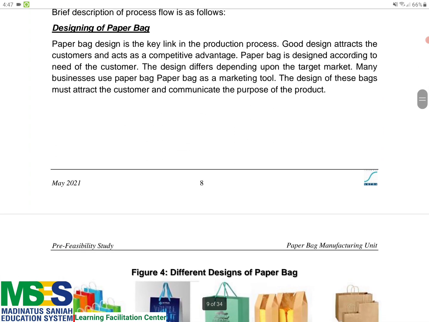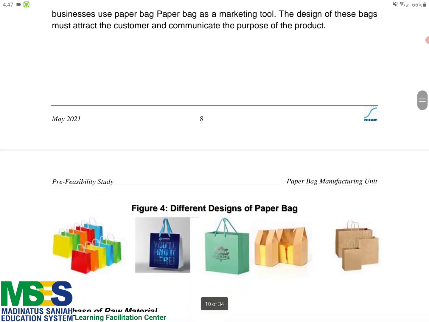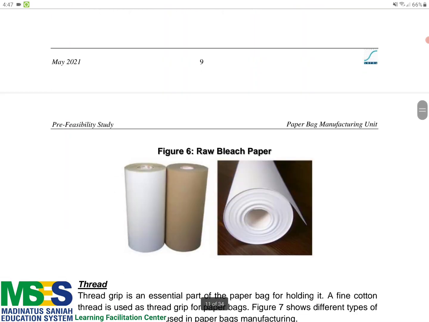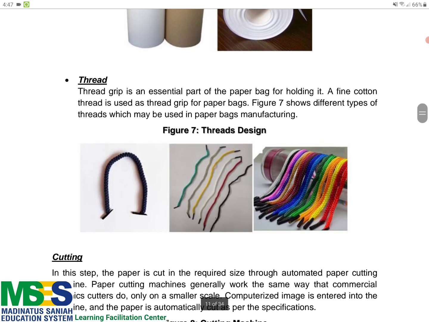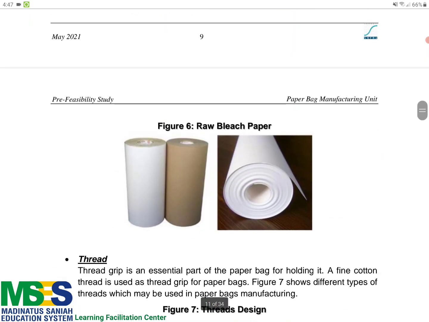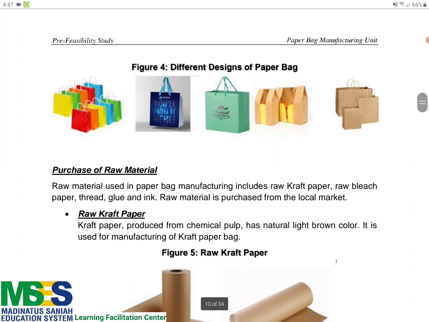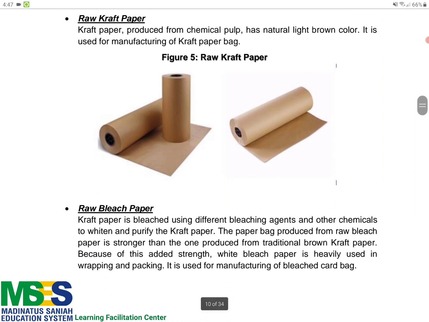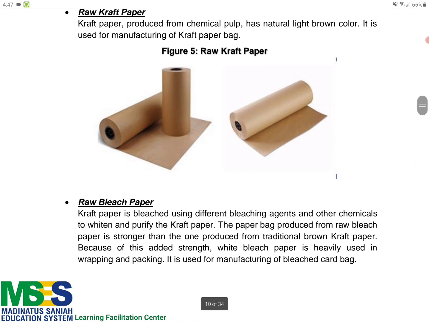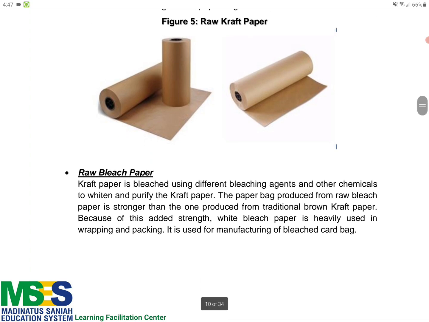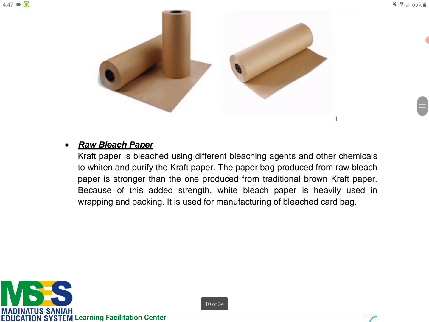Just move slowly towards the numbers. Move on. There are different bags being shown here. See the paper in rolls. Do you know the exact size of these rolls? The rolls shown here are very small in size.